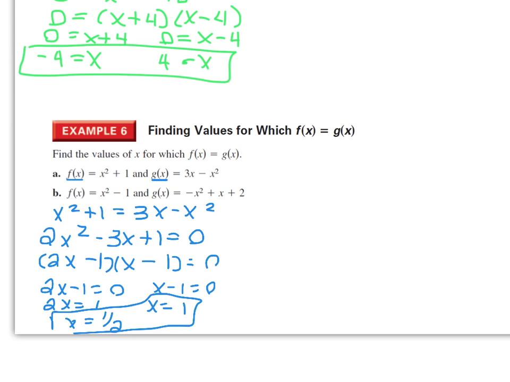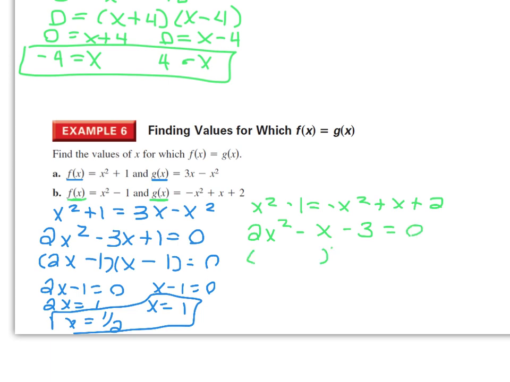B says this one is equal to this one. So we've got x squared minus 1 equals negative x squared plus x plus 2. Again, I'm going to bring my x squared over, so I get 2x squared. Bring my x over, minus x, and bring my 2 over, minus 3 equals 0.